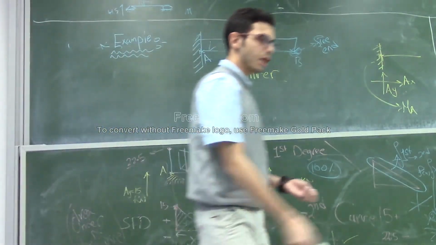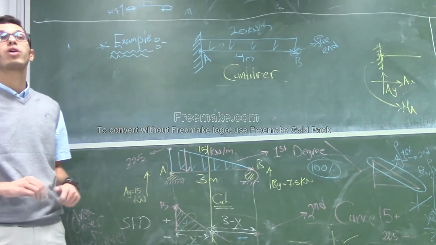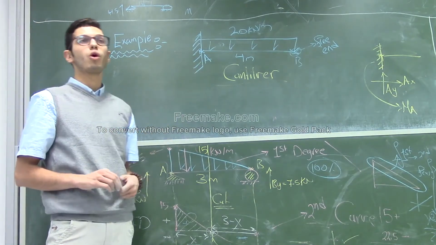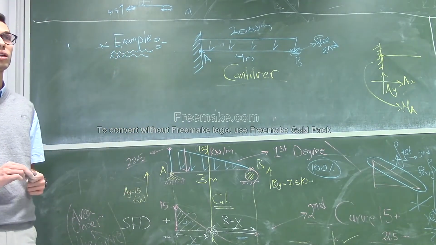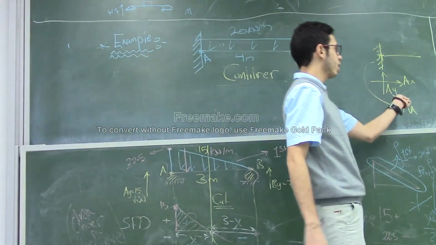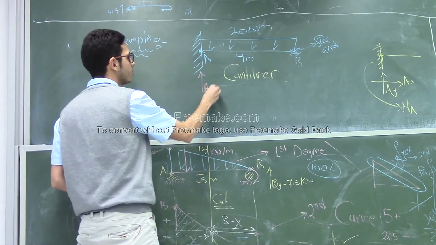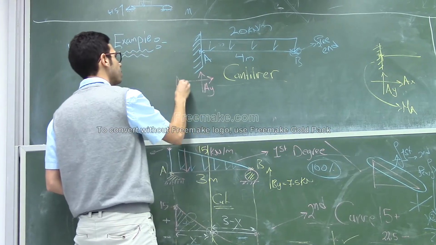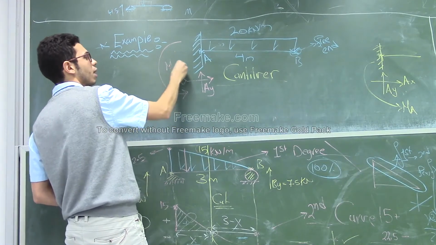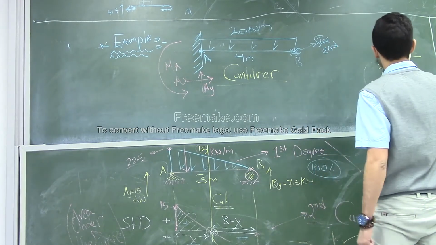Now, the question says again, draw the shear and the moment diagram for this beam. The first step always is to find the reactions, am I right? Here we have a fixed support, so at the fixed support, we know that we have three reactions. I have AY, and I have AX, and I have a moment. I will assume the moment as clockwise or counterclockwise. So this is the reaction. Now, let's find these reactions.